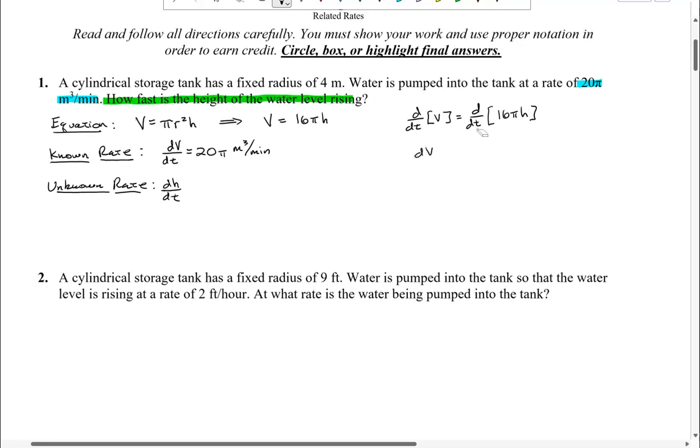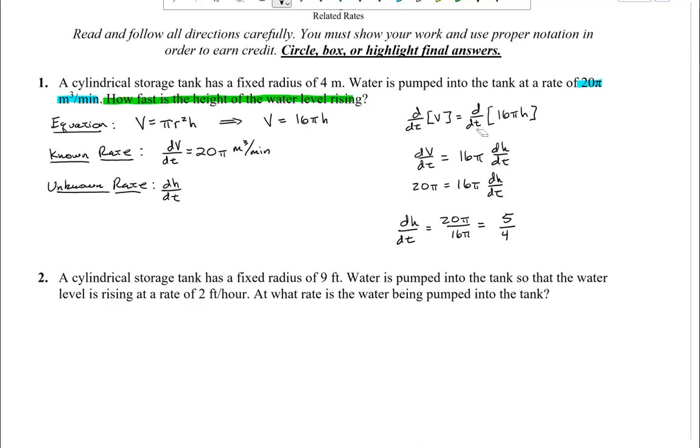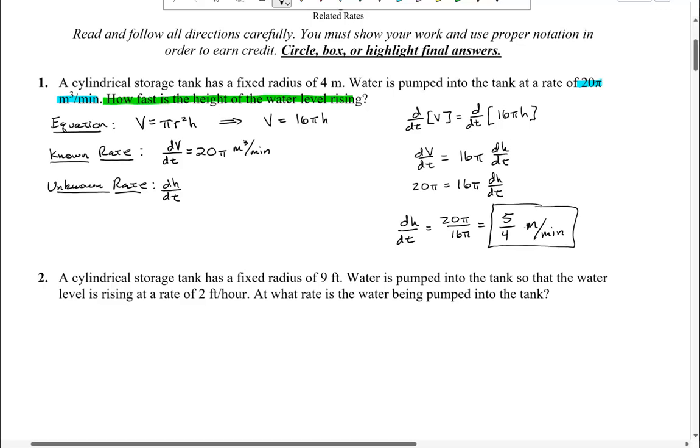So we have dV/dt equals 16 pi dh/dt. Now we plug in our known rate and isolate dh/dt. Since the given volume has cubic meters per minute as the units, the rate of change in the height with respect to time will be meters per minute. Pause the video, do number 2.